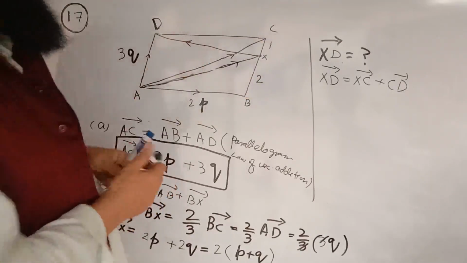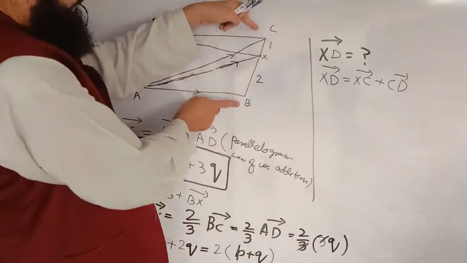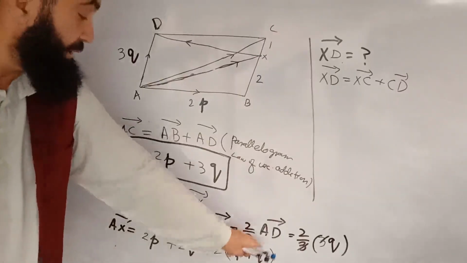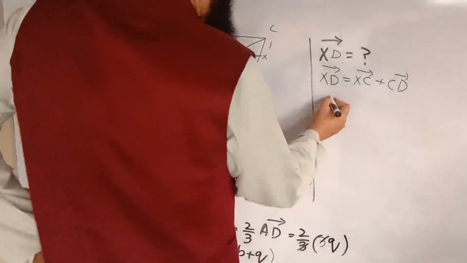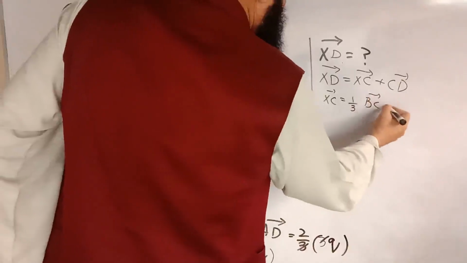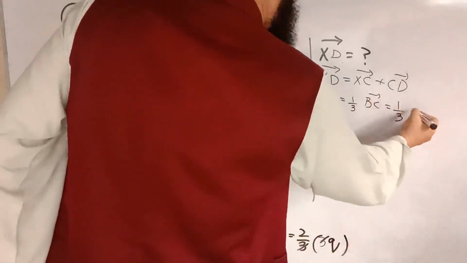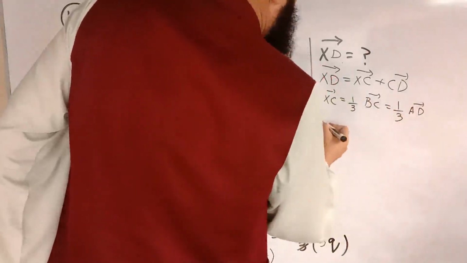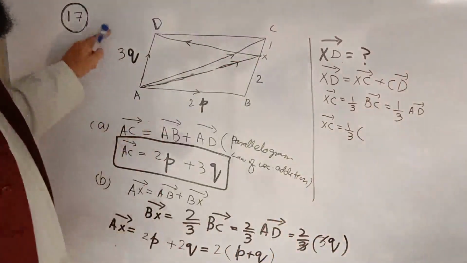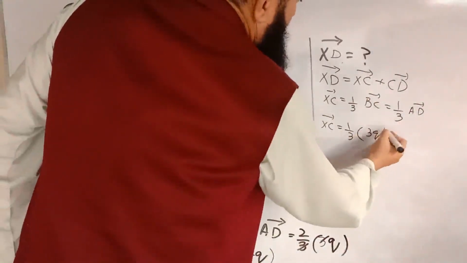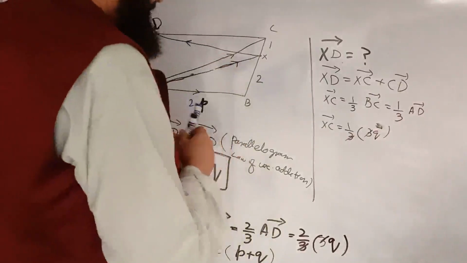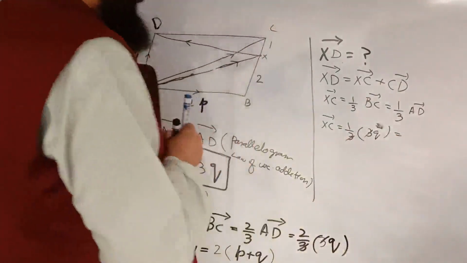Now XC is what? XC is 1/3 of BC, and BC is again equal to AD. So XC is 1/3 of AD, and AD is 3Q. Okay, 3 cancels. So XC is equal to only Q.